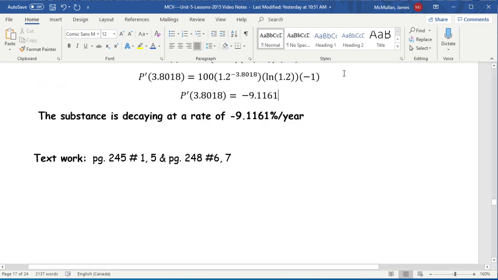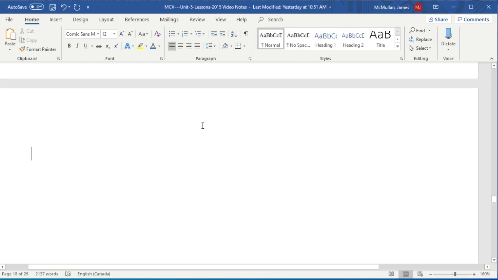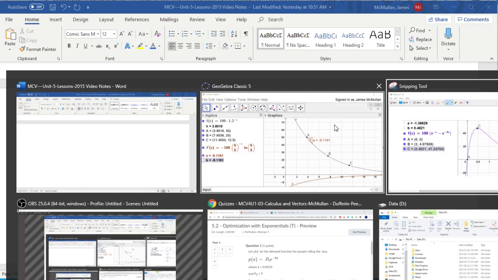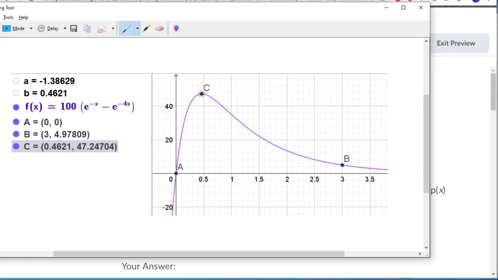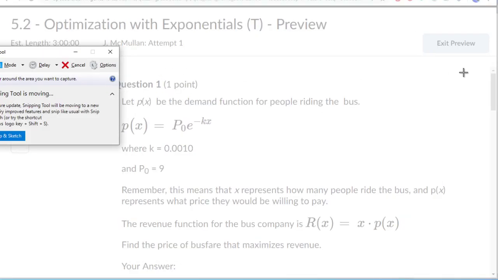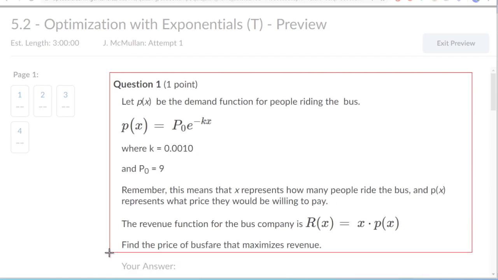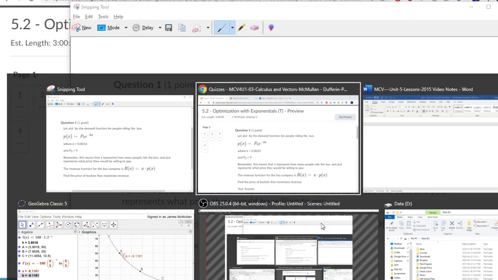So there's some text work for you to try. However, while I've got you here again, I want to do an example question from the assignment. If you're not interested in this, then you can just pause and finish it. I think this is just fascinating.